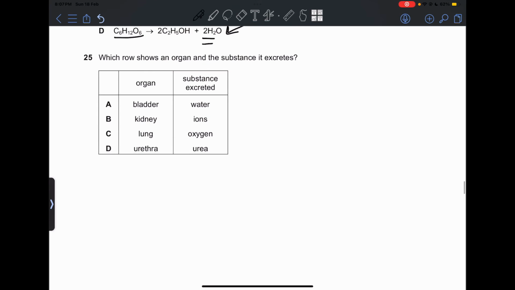25. Which row shows an organ and the substance it excretes? So the bladder, it does not excrete water, actually. B says kidney, it excretes ions. This is actually a correct answer.